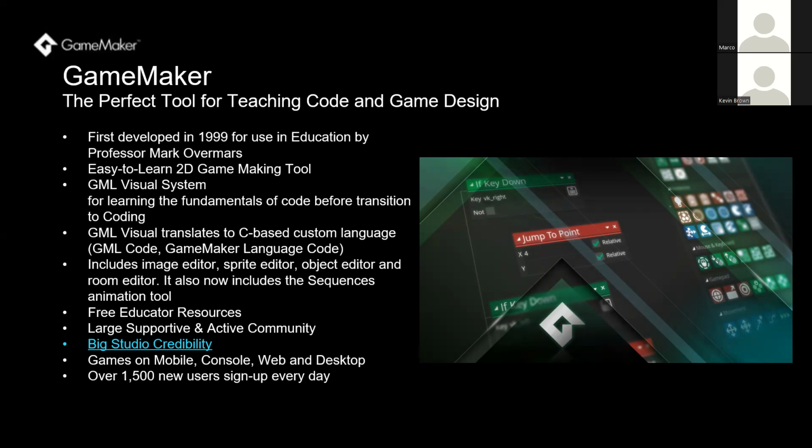We have a custom language, which is referred to as GML code or GameMaker Language code. This JavaScript-like language is based on C and designed to be easy to use for game design and simple to pick up. GameMaker includes a number of editors. You can edit images, sprites, objects, and rooms. It also now includes the sequence animation tool.